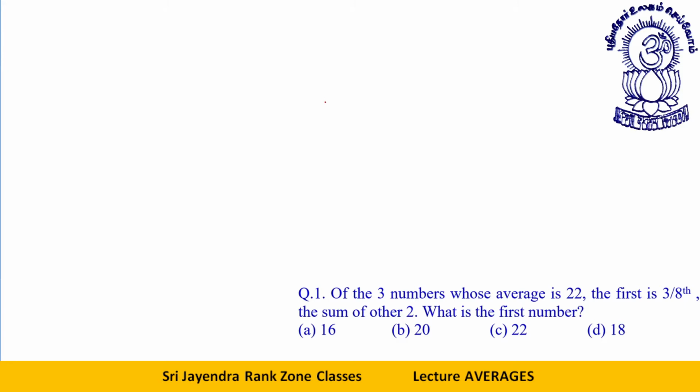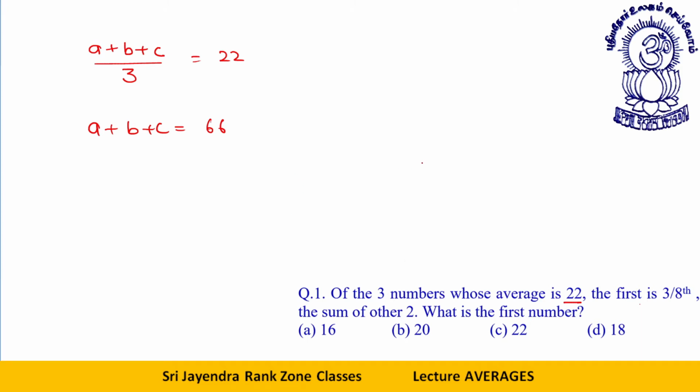Of the three numbers whose average is 22, the first is 3 by 8 of the sum of the other two. What is the first number? Let's say the three numbers are A, B and C. Their average is 22. That way I can say A plus B plus C, what is average? Average is sum divided by n, that is 66, this way. The first is 3 by 8 of the sum of the other two. What is the first number?